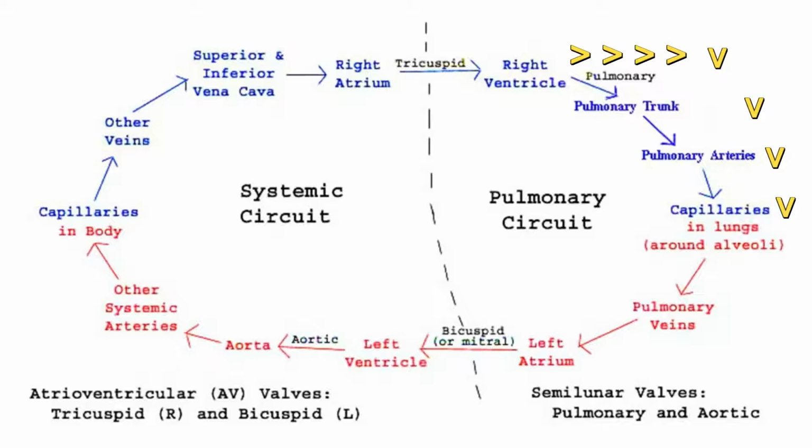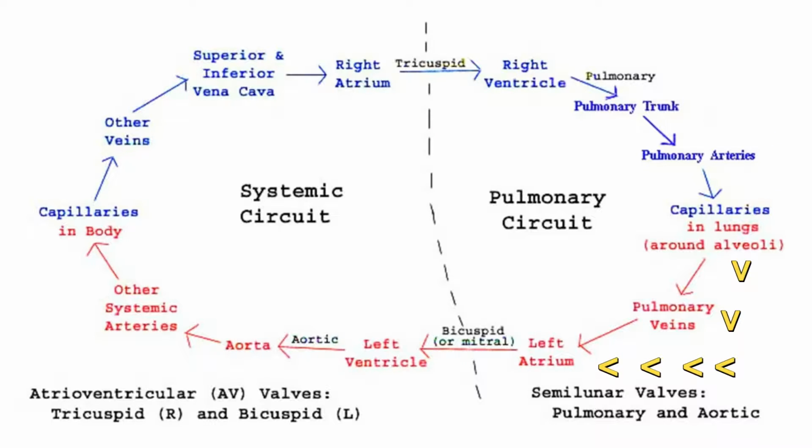The pulmonary trunk divides into the right and left pulmonary arteries. These are the only arteries in the body which carry deoxygenated blood. The right and left pulmonary arteries go to the right and left lungs, where they divide into capillaries which surround the alveoli. At this site, the oxygenation of the blood takes place.